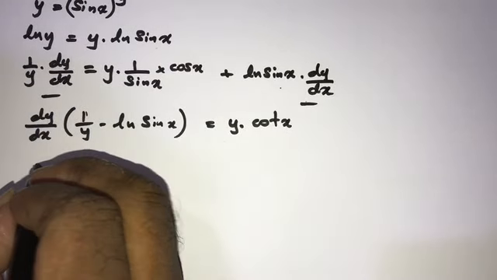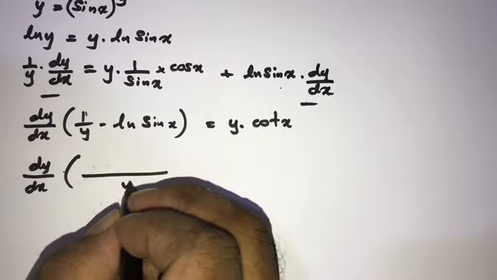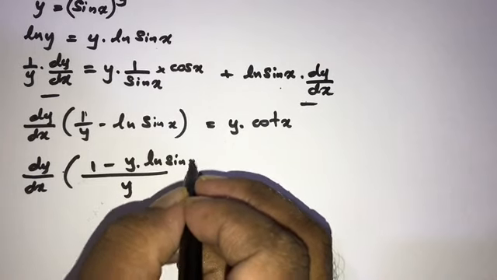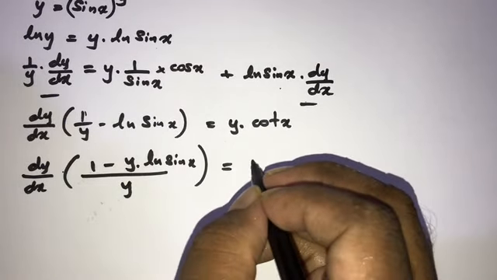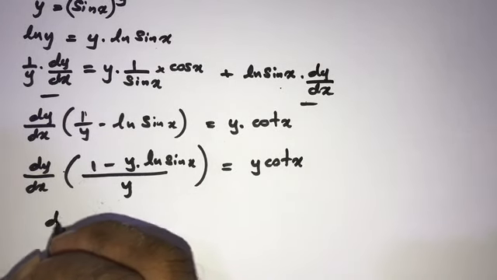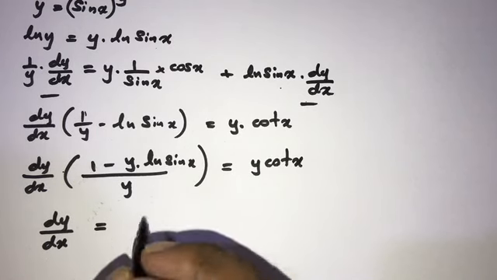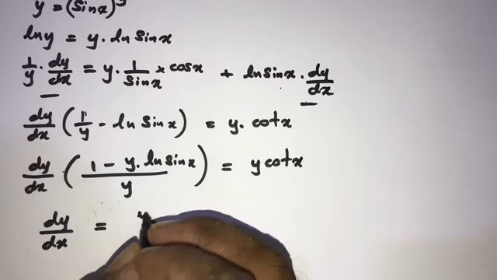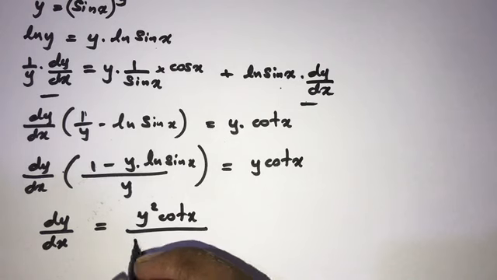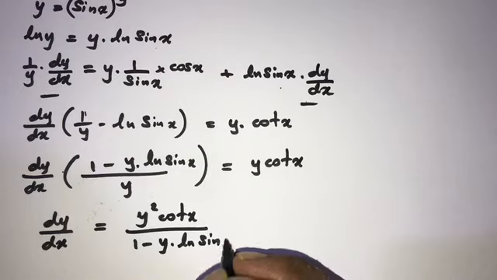Okay, then the left hand side, dy by dx times 1 over y minus ln sin x, so y times 1 minus y times ln sin x is equal to y cot x. Okay, now isolate dy by dx, so dy by dx is equal to y times y, which is y square, times cot x over 1 minus y times ln sin x.